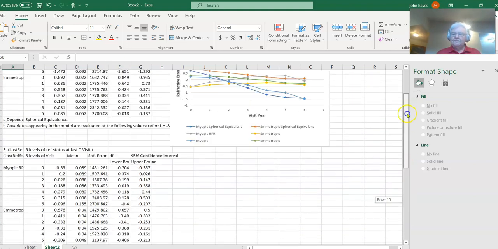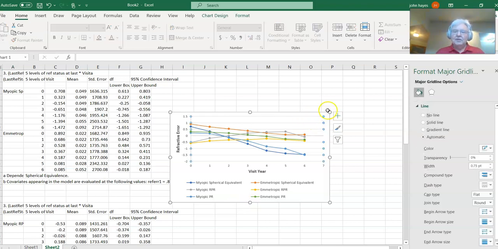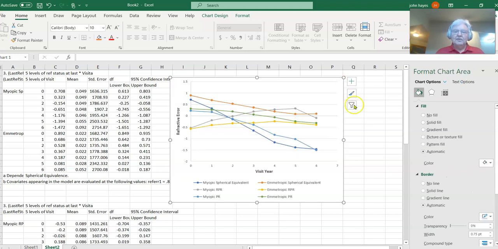Okay, now we have things set up. Let's make our graph a little bit bigger so that we can see it, to go on with the next question, which is question 3. Carefully look at the figure and write a paragraph or two describing the results. Appropriately cite the analysis of variance terms.